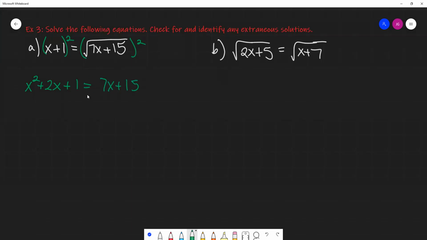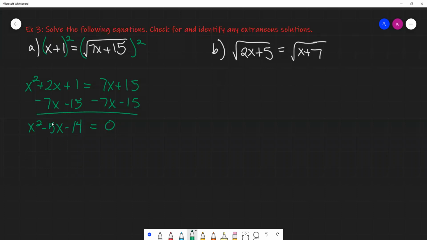Okay, we had trouble solving stuff like this on the last checkpoint, even though we know how to do this. We've done this in lots of other checkpoints. So remember, whenever we have a quadratic and we have an x term as well, we need to get everything to the same side so that we can factor. So let's subtract 7x and subtract 15 on both sides. I get x squared minus 5x minus 14 is equal to 0.